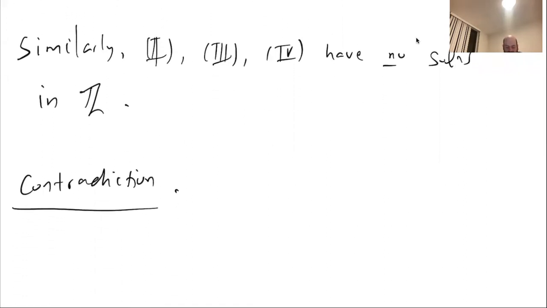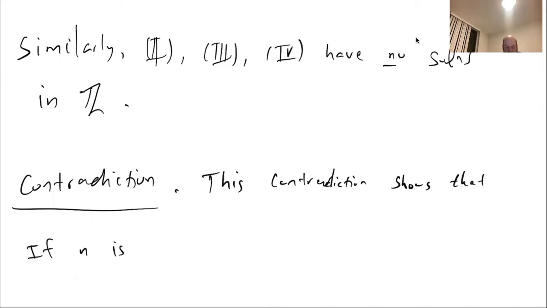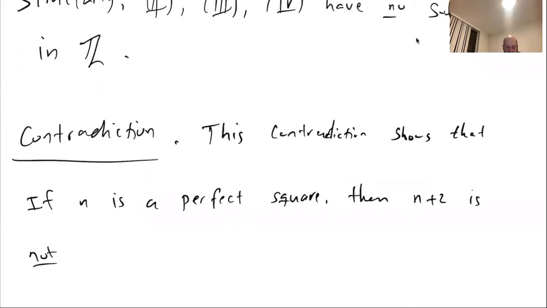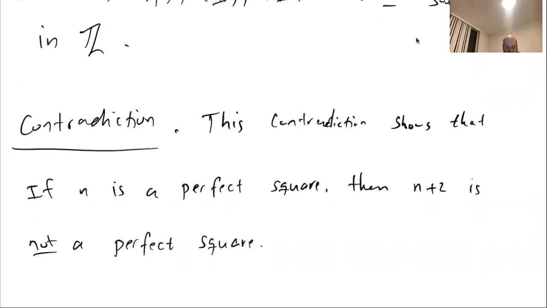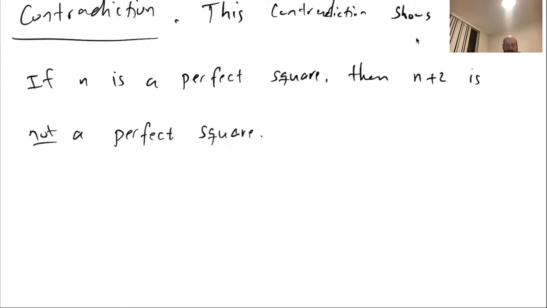Okay, this contradiction shows that the statement that we wanted to show holds: if n is a perfect square, then n plus 2 is not a perfect square. Okay, let's look at the next example.